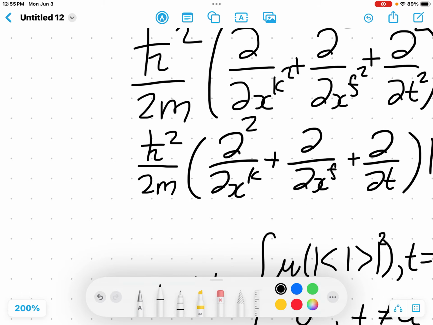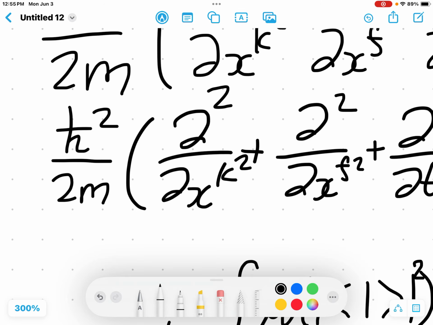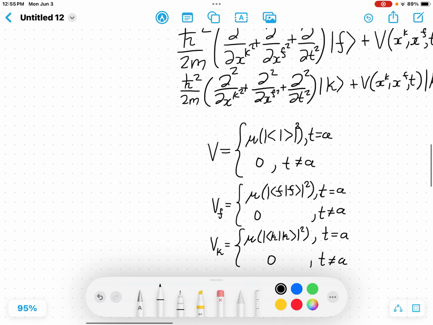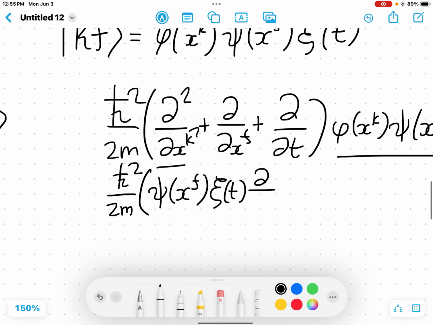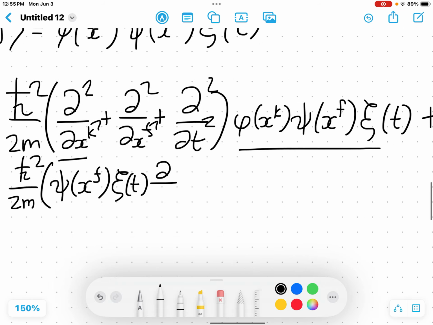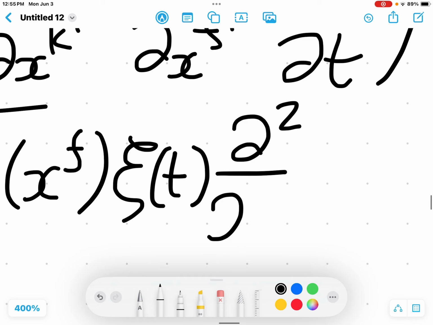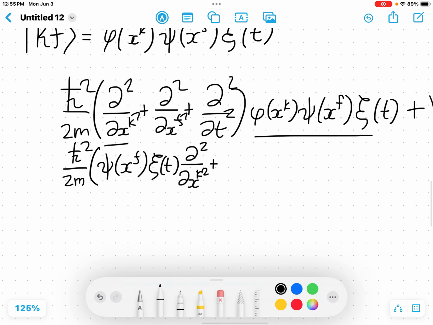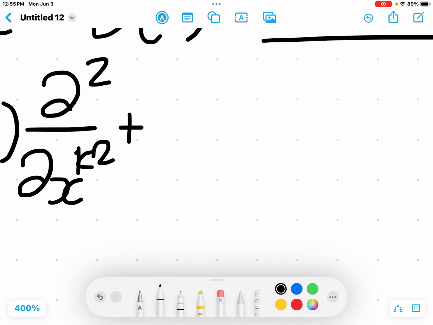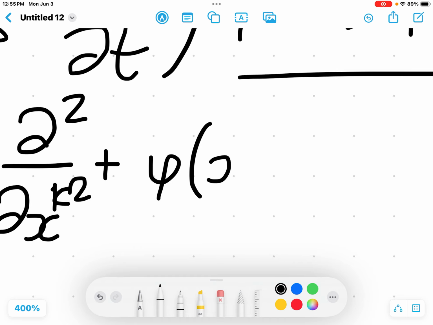These are double derivatives. Oh, my bad. Squared. Anything else? Right, this is squared. Okay, squared, dxk squared. You guys are probably screaming at me about that already. Okay, next I can pull out my phi and xi functions.